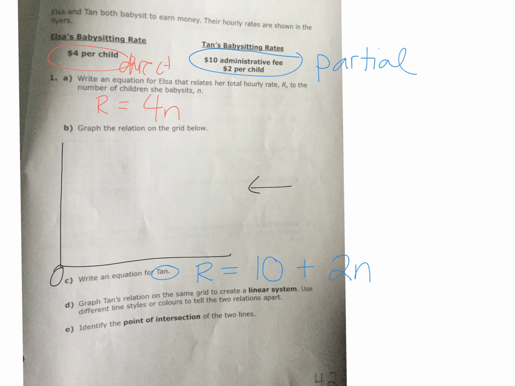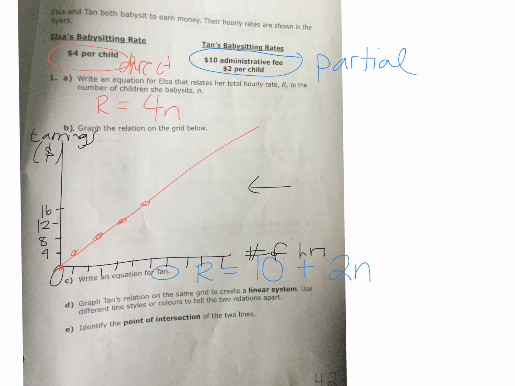So we need to figure out a scale. Let's go for up to 10 hours: 1, 2, 3, 4, 5, 6, 7, 8, 9, 10. So X is number of hours, and Y is earnings, how much money they earn. Okay, I can't write it sideways, so I'm just writing it there. Let's count by fours: 4, 8, 12, 16, go all the way up. So Elsa, as we discussed, is going to start at 0 and go up by 4 every single hour. I want you to graph it properly.